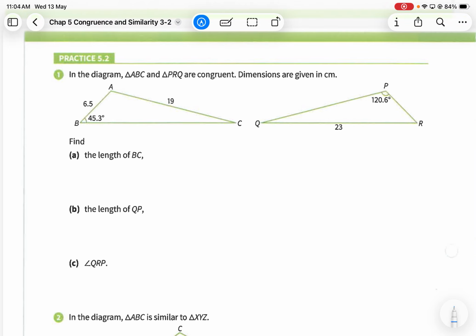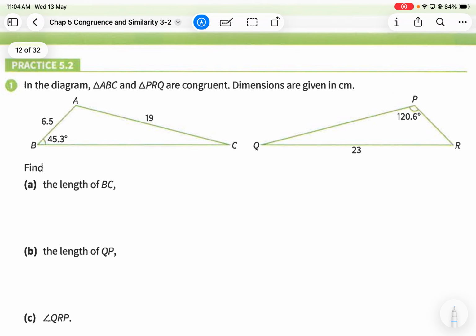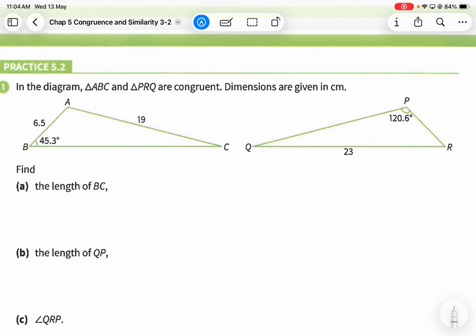Question 1, go and think. Congruent is same size, same shape. So additional to being same shape, they also have the same size. So important is you know which side corresponds to which side. So I use the naming to help me. BC is the same side as RQ. Use the naming, then you will know which side corresponds to which side. So BC is the same as which side? Then you know already.